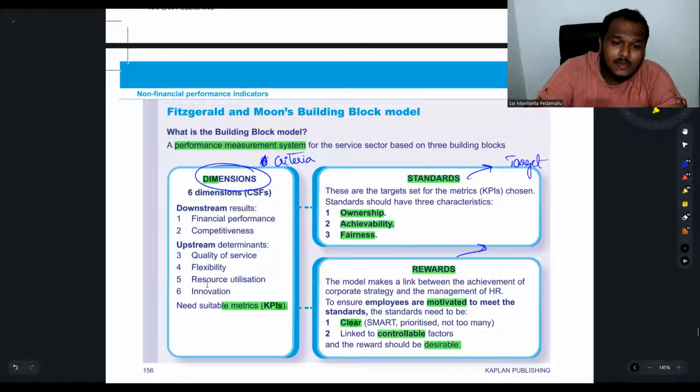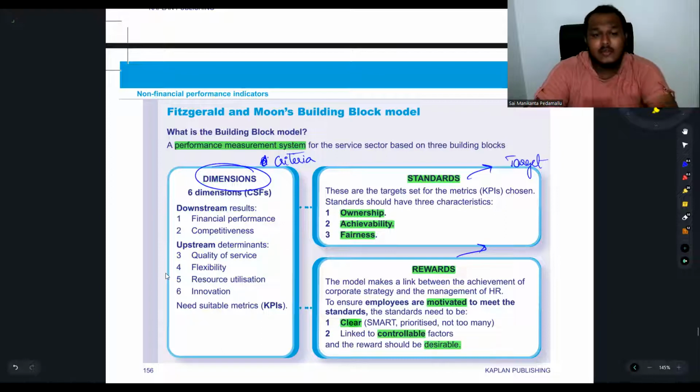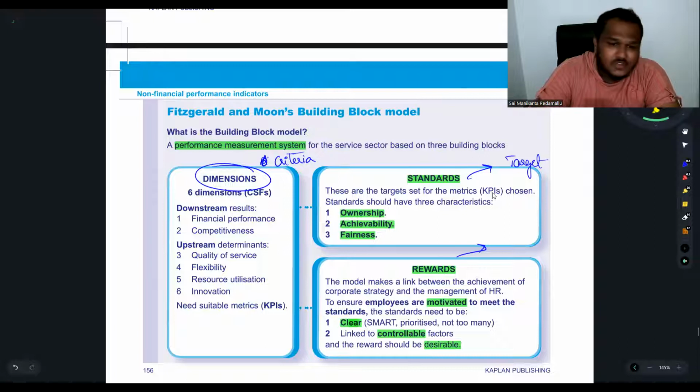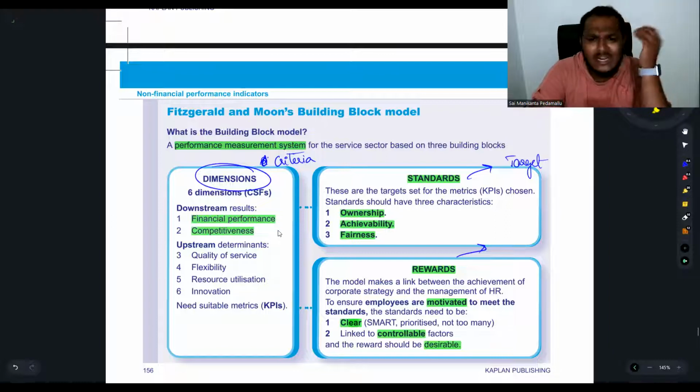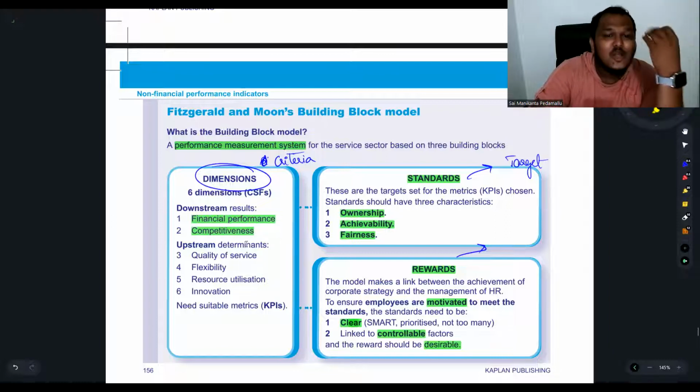Then when we talk about dimensions, our major focus is on downstream and upstream. So you have 2 downstream and 4 upstream things. So what are those things, sir? Downstream is basically financial performance and competitiveness. So financial performance, KPIs, you know, hundreds of KPIs for financial performance.